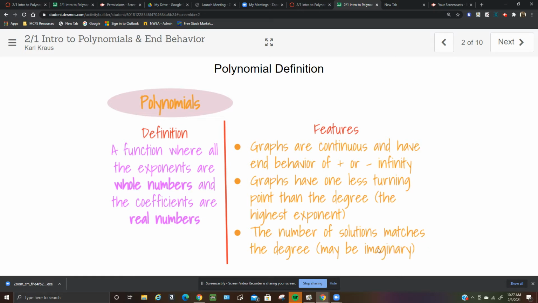So the solutions may be imaginary or repeated. Gauss is a mathematician that came up with this idea that the number of solutions of a polynomial function matches the degree. The solutions could be repeated or imaginary.